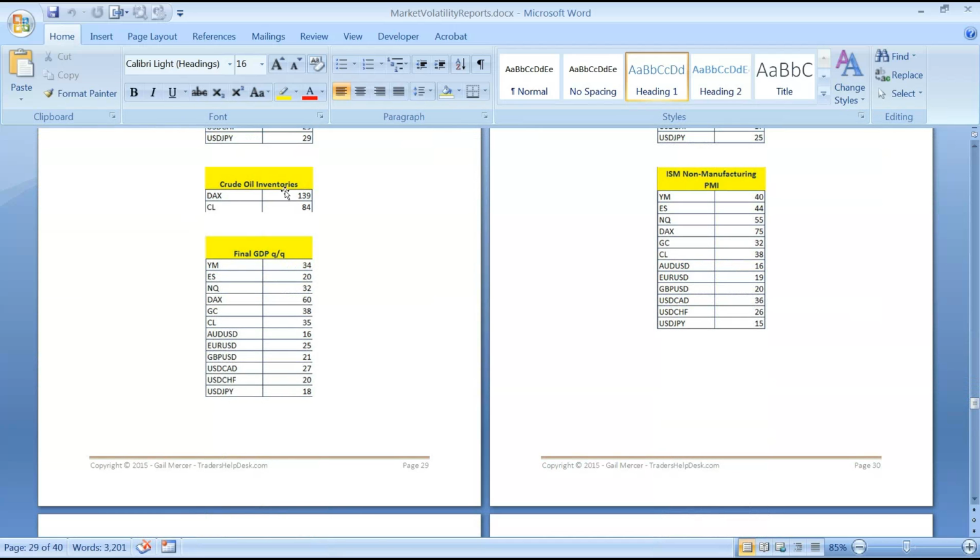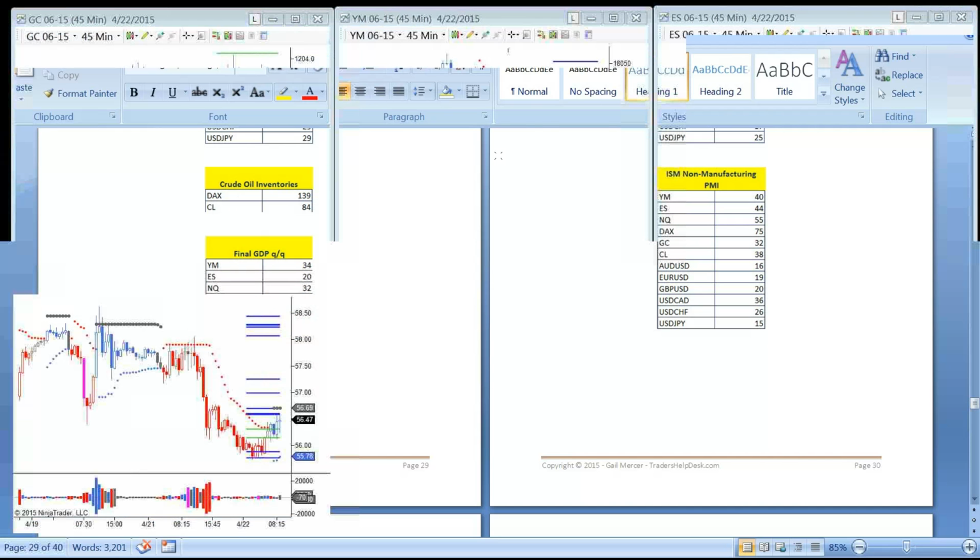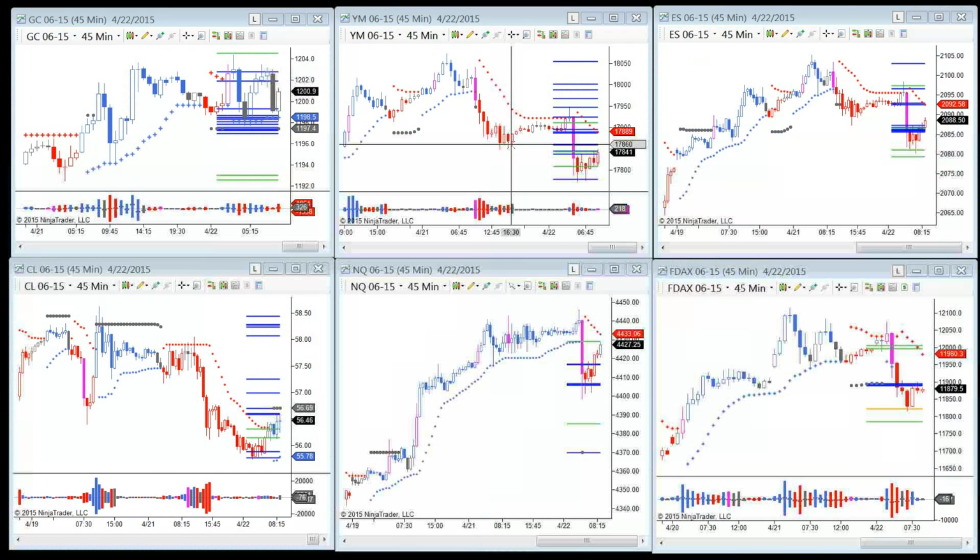The DAX is 139 ticks. Remember, all of these are ticks or pips, whichever one. Forex moves in pips. The rest of the futures move in ticks. So crude is expected to move 84 ticks. The DAX is expected to move 139 ticks. I don't know how many of you thought about trading the DAX for crude oil inventories, but they do work pretty well.